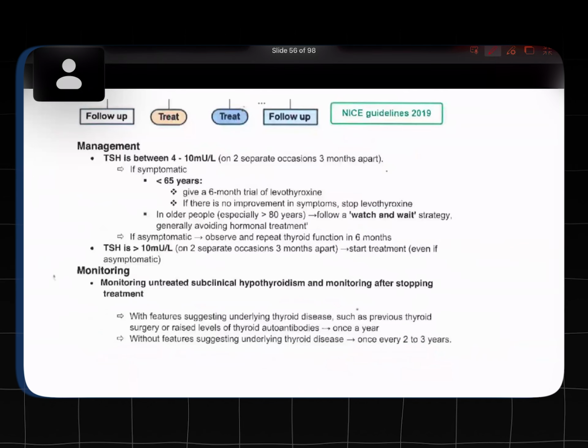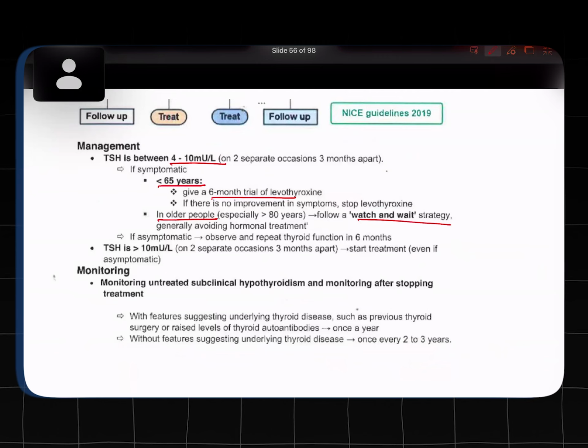So this was about subclinical hypothyroidism, and as we discussed, if TSH is between 4 to 10, if symptomatic and less than 65 years, give a 6-month trial. In older people, watch and wait strategy. If TSH is more than 10, start treatment even if asymptomatic.